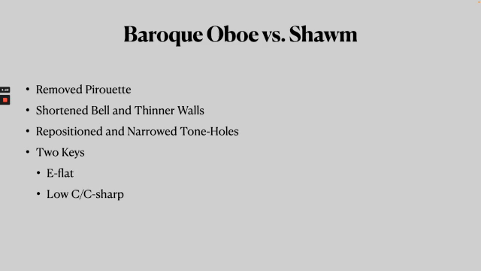There were only two keys on the Baroque oboe, one for E-flat, and sometimes a second for E-flat that would allow either hand to be on top or bottom, as in the previous slide, and one key for both low C and low C sharp. The same key was used for both notes, with the embouchure determining which one sounded.